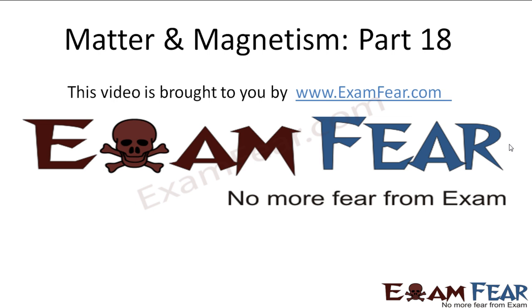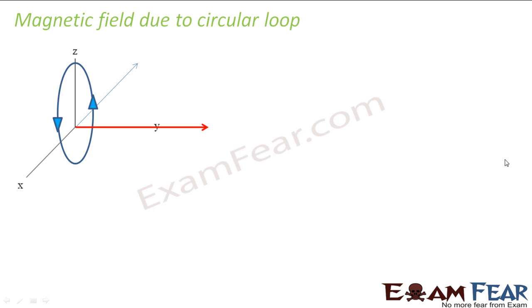Please make sure that you have watched all the videos till Part 17 before going ahead with Part 18. So now we will calculate the magnetic field at some point from a current carrying circular loop.